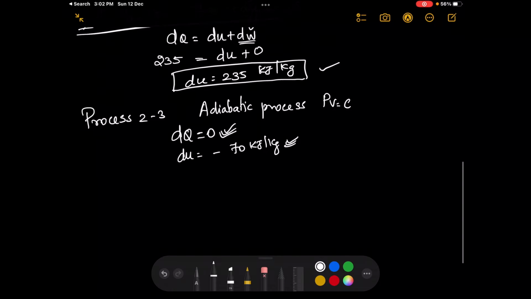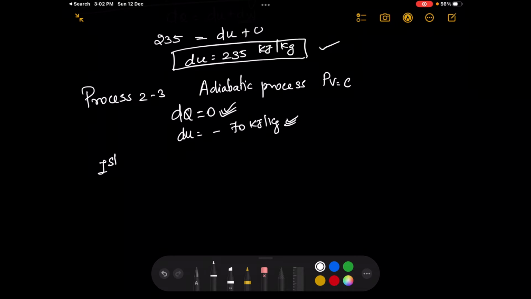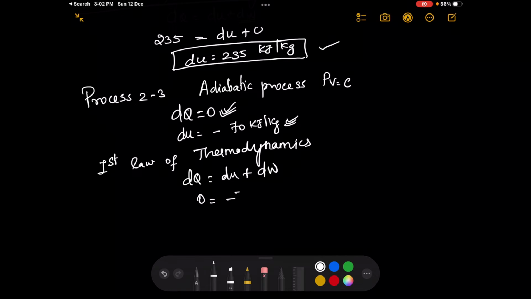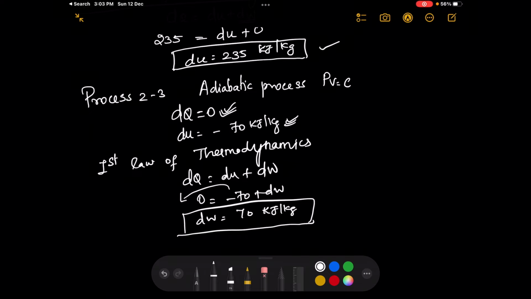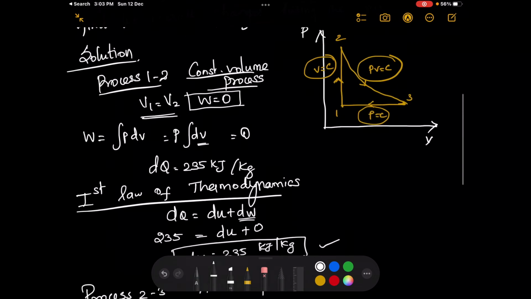Now you can apply the first law of thermodynamics formula: dq is equal to du plus dw. So dq is 0, du is minus 70, plus dw. So dw changes from minus 70 to plus 70 kilojoules per kilogram. So process 2 to 3 is over.